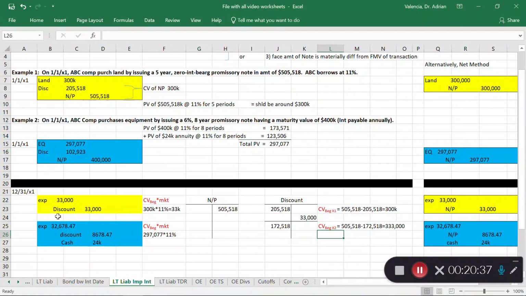So in other words, if you're using the gross method, you're going to have to offset the discount. If you're using the net method, you go directly to the note itself. Same thing here for the second example, the blue one. The expense is still the same. That doesn't change. The payment to cash, that's still the same. But instead of taking that amortization amount to discount, I'm taking it directly to note payable, and hence increasing the carrying value of that note payable.